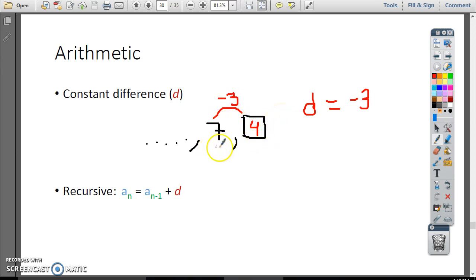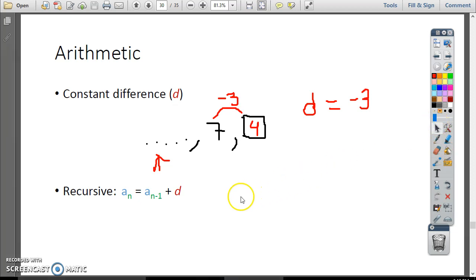I don't know what term we are here. Again, this dot dot dot is kind of throwing me off. But I do know that if you give me the previous term and the common difference, I can tell you the next term. That's the benefit of the recursive formula. And it's kind of how we think about patterns in the first place. We say, okay, just look at the last one, and I can tell you what the next one is. Okay?